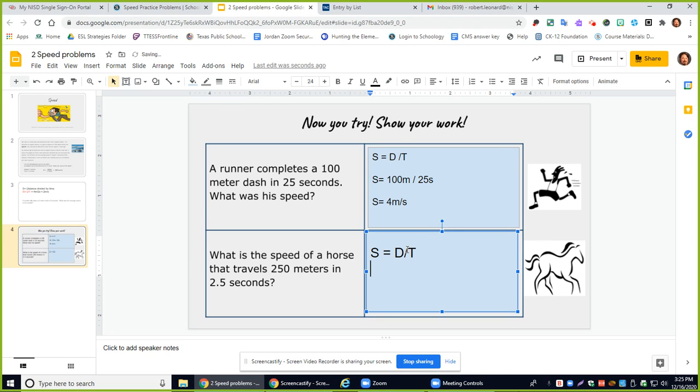All right, now we can put my numbers in. Speed is equal to distance, which is 250, divided by time, which is 2.5 seconds. I lost my train of thought. 250 meters divided by 2.5 seconds. Again, pull out your calculator. Speed is equal to, and you'll find out 250 divided by 2.5 is 100 meters per second.